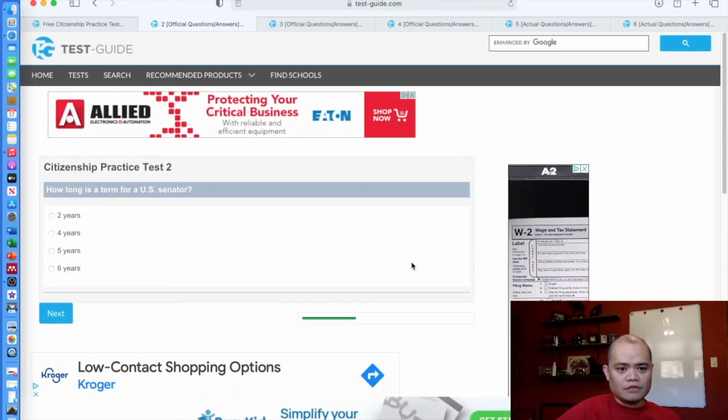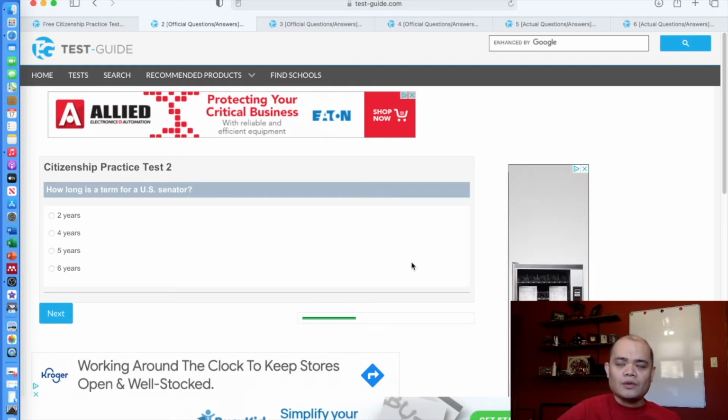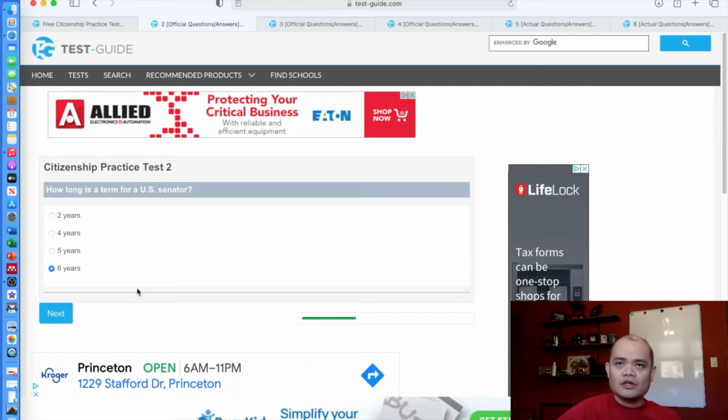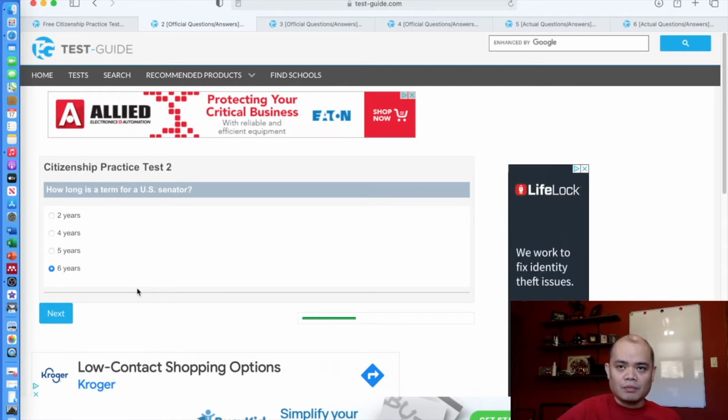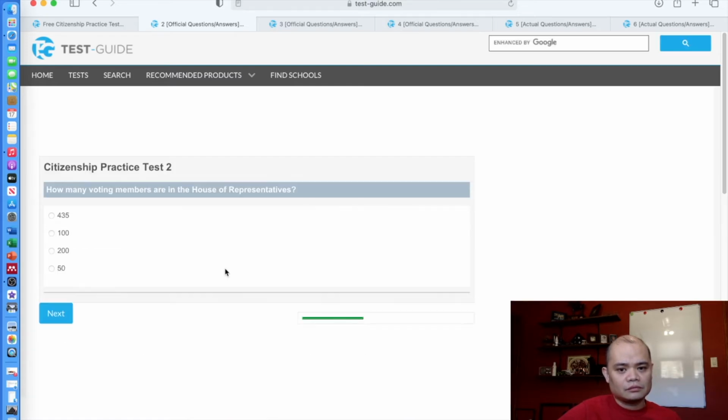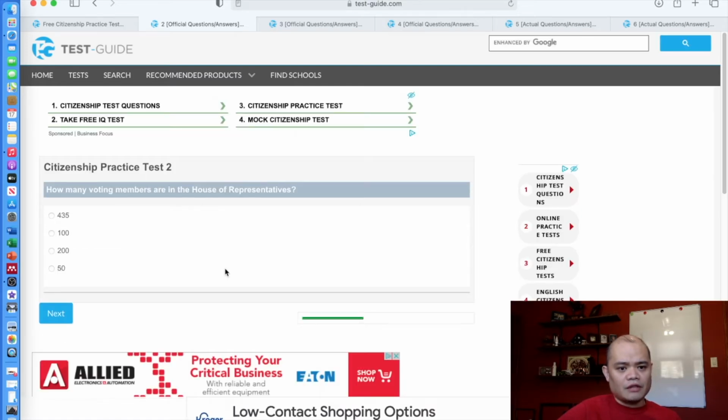How long is a term for a U.S. Senator? U.S. Senator is 6 years, right? Yeah, 6 years. President is 4, and a representative is 2. So Senator is 6 years. How many voting members are in the House of Representatives? That would be 435.